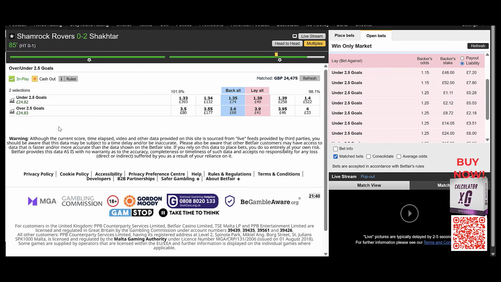We looked at the data also. There's no further goals expected. That's not to say there won't be further goals, but if we just follow the data, just take the profit and we'll exit out. So in the end, we're going to make the £24 of profit, and then now it looks like there's a goal.